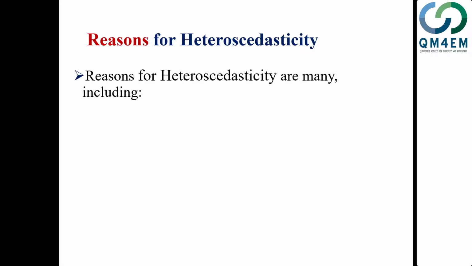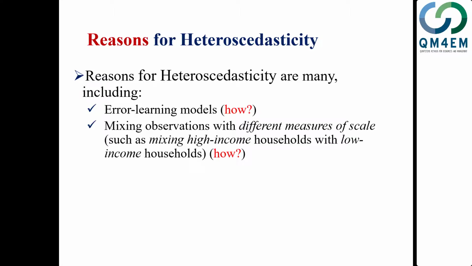Then what are the reasons for heteroscedasticity? There are many reasons. We can think of error learning models; if it is of the nature of an error learning model, then we may think that there is a problem of heteroscedasticity. We discussed what is meant by the error learning model, so I don't think we need to repeat it here again. For detail, you can watch the previous lecture.